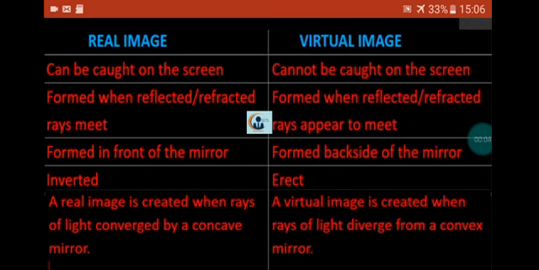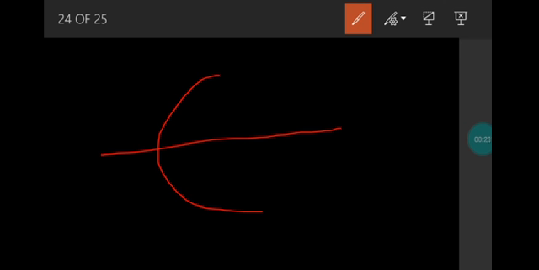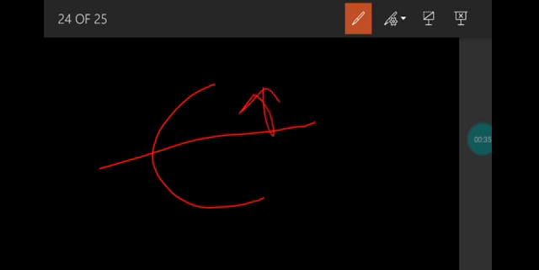The next topic is real images and virtual images and the differences. Usually a real image is formed in front of the mirror and a virtual image is formed behind the mirror. I'll show you. Just look here. Let us take this as a mirror. See, this is an object. If an image is formed in front of the mirror like this, it is called a real image. If an image is formed behind the mirror like this, it is a virtual image. Virtual images are always erect, and real images are inverted.